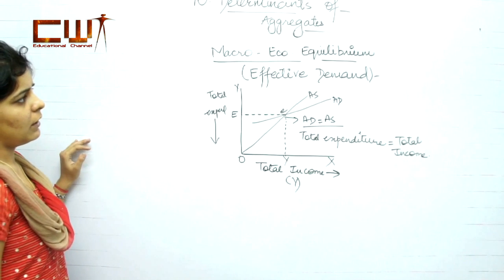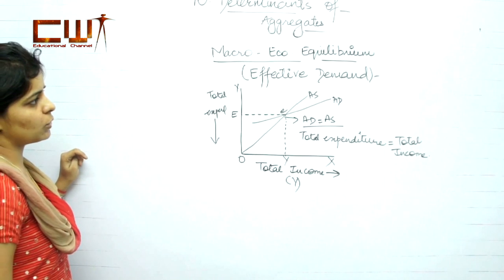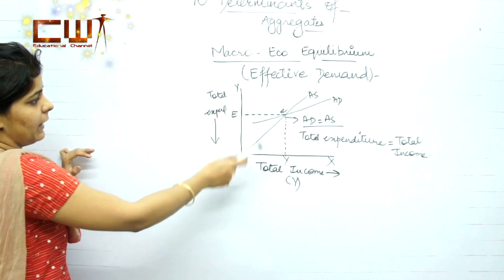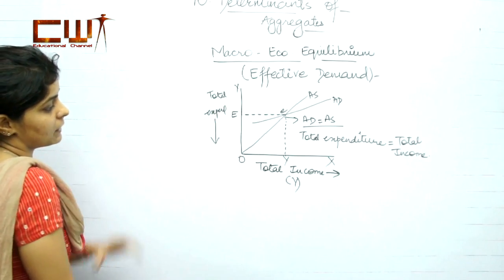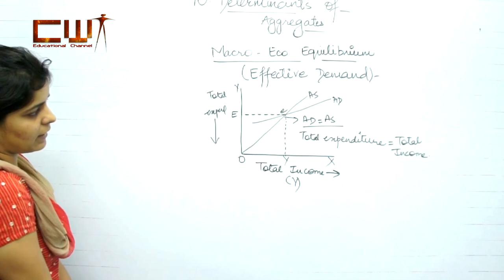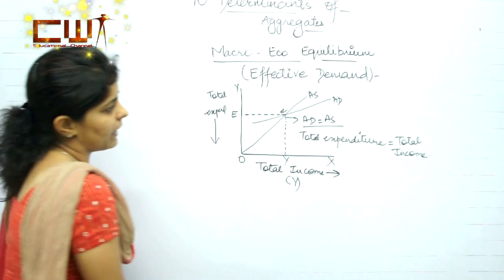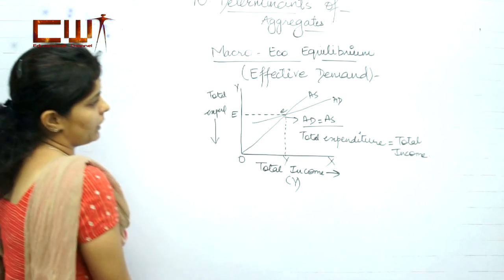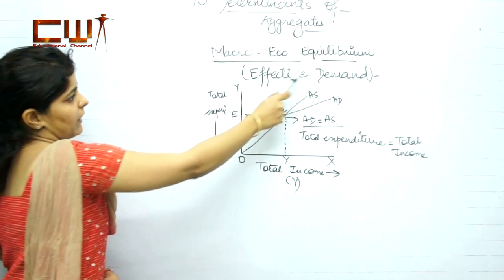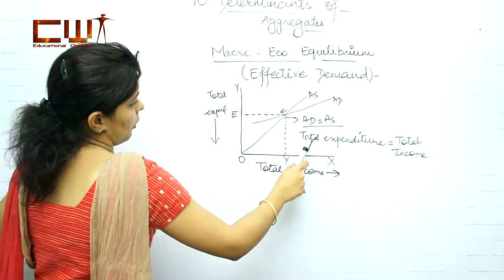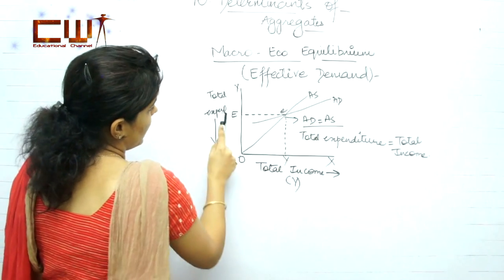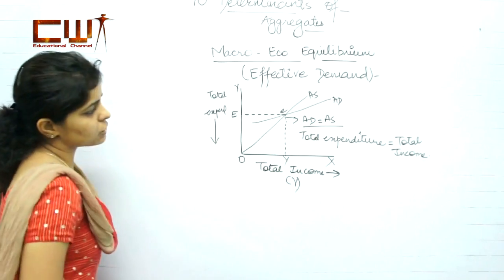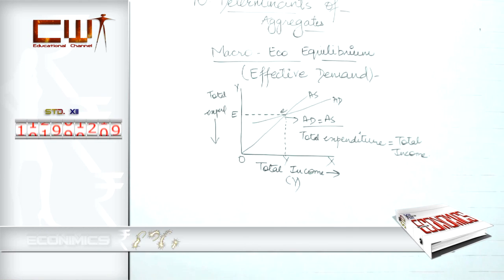You have a macroeconomic equilibrium, also known as effective demand, and you have total income and expenditure. Then you have the aggregate supply and demand curves. Where the aggregate demand and supply curves intersect, that point is known as equilibrium or effective demand. You can also say that aggregate demand and supply are equal to each other, or total expenditure is equal to total income.